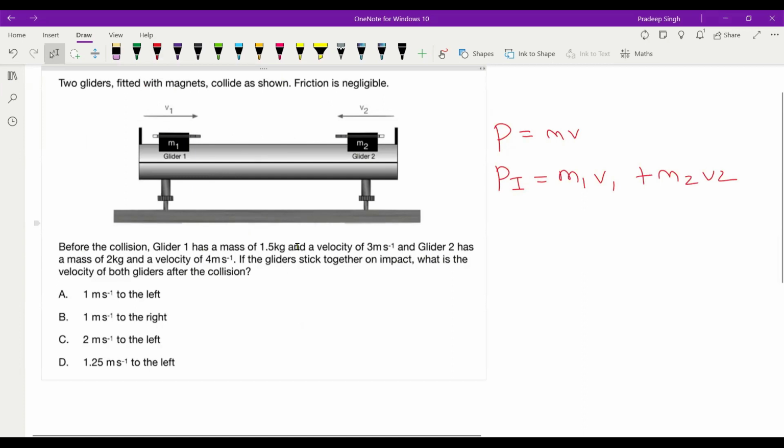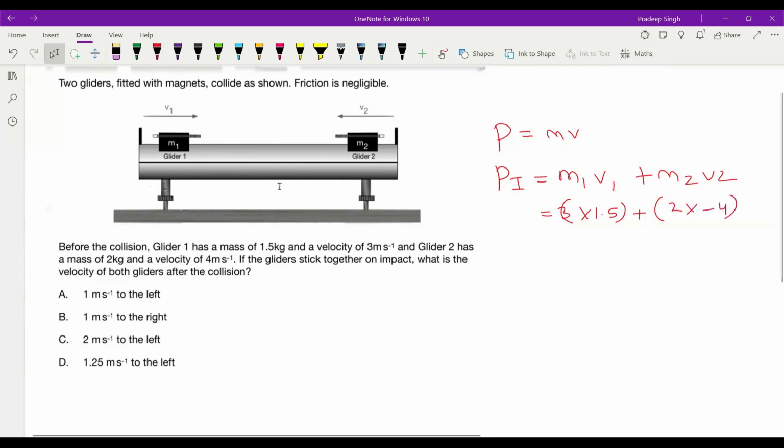M1 is 1.5 kg and V1 is 3. So let's put that in: 3 into 1.5, plus the mass of the second glider, which is 2 kilogram, and the velocity is 4 meters per second. But we need to be careful with the direction. V1 was towards the right-hand side, so it is positive. V2 is to the left-hand side, so V2 should be negative 4. So M2 is 2, V2 will be negative 4.